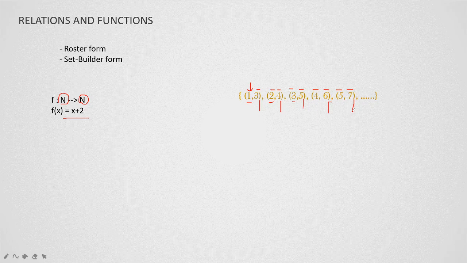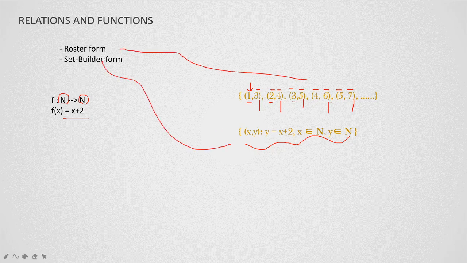Either we can write it like this, or we could write it like this: {(x, y) such that y = x + 2}. Y, the output, is equal to x, which is the input, plus 2. X is an element of natural numbers, y is an element of natural numbers. When I put values of x, I get like this. So this is my roster form, and this is my set builder form. The same thing like we studied in sets, but basically I'm again saying that functions or relations, we can represent in both these forms.